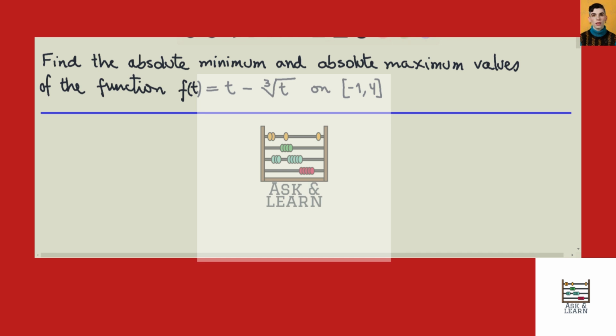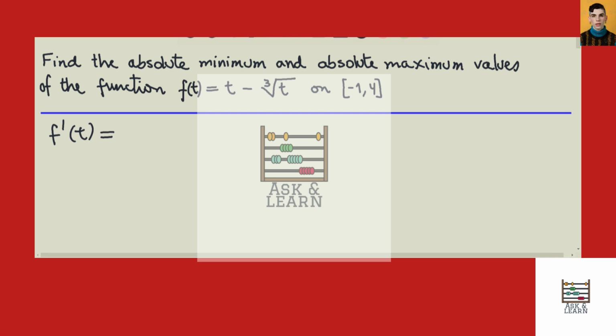Let's find the absolute minimum and absolute maximum values of the function f of t equal t minus cubic root of t on the closed interval from -1 to 4. First, we know that f is continuous on that closed interval, and for that reason, we know it attains its extreme values over that interval. And we know more than that: the extreme values are attained either at the endpoints of the interval or at critical numbers of f. So we've got to find the critical numbers of f.